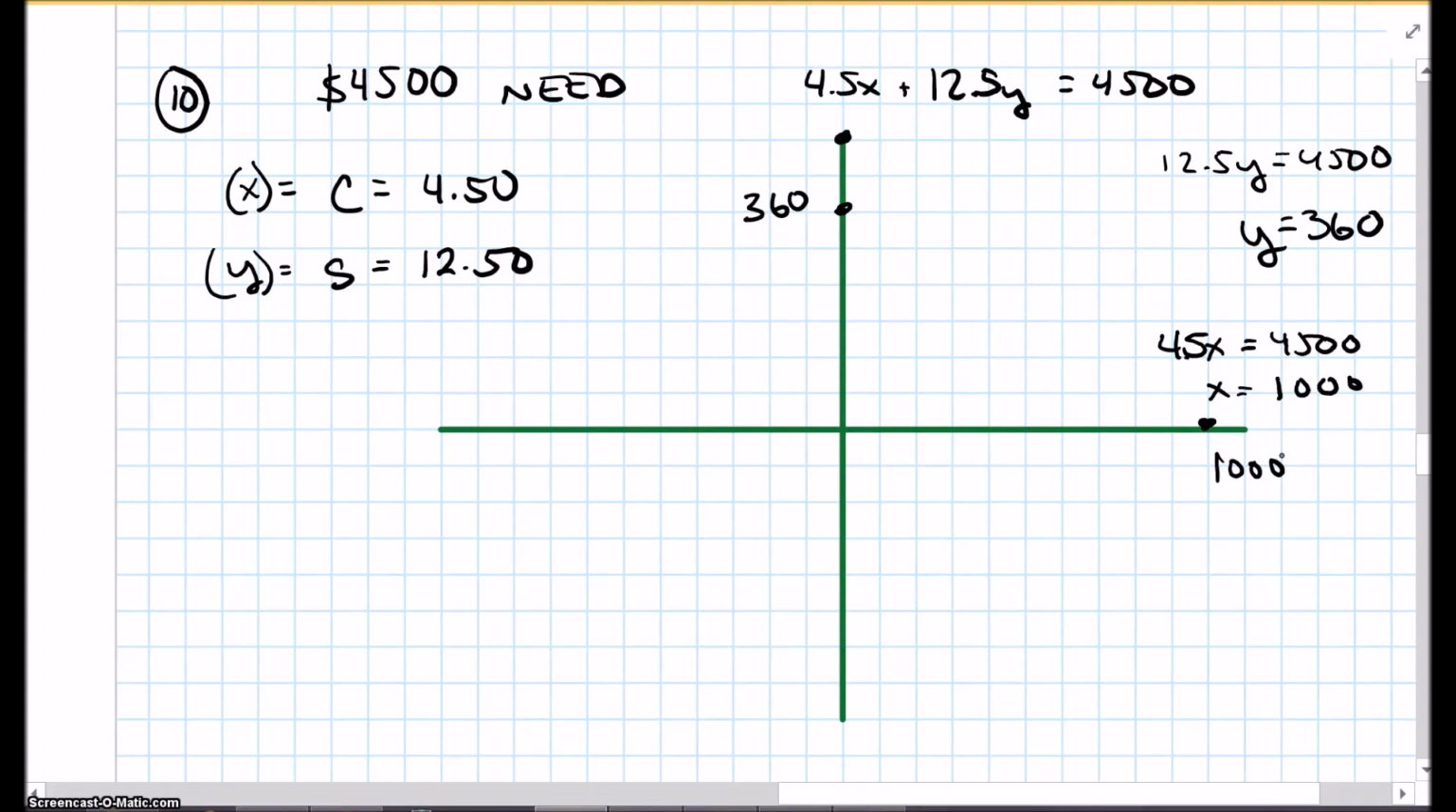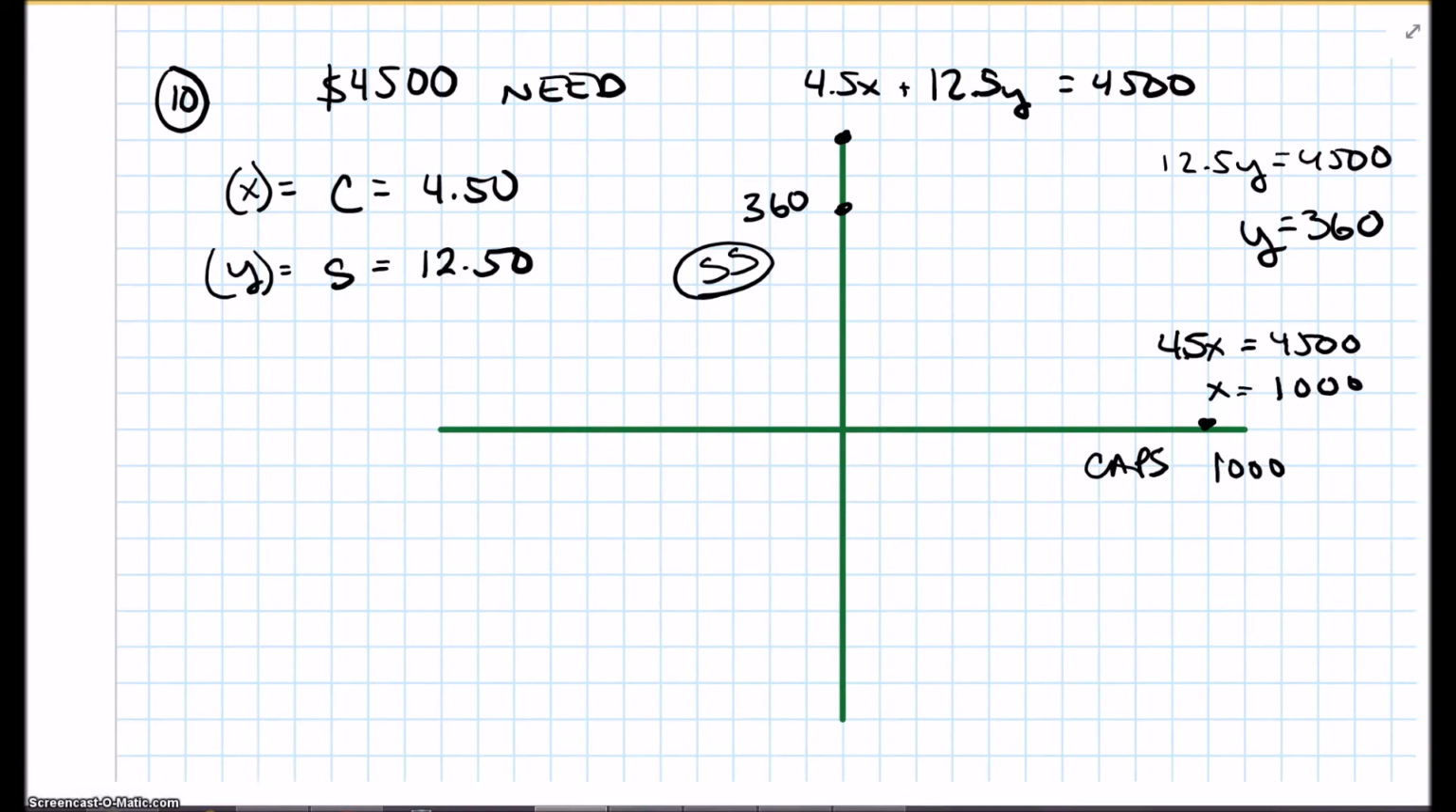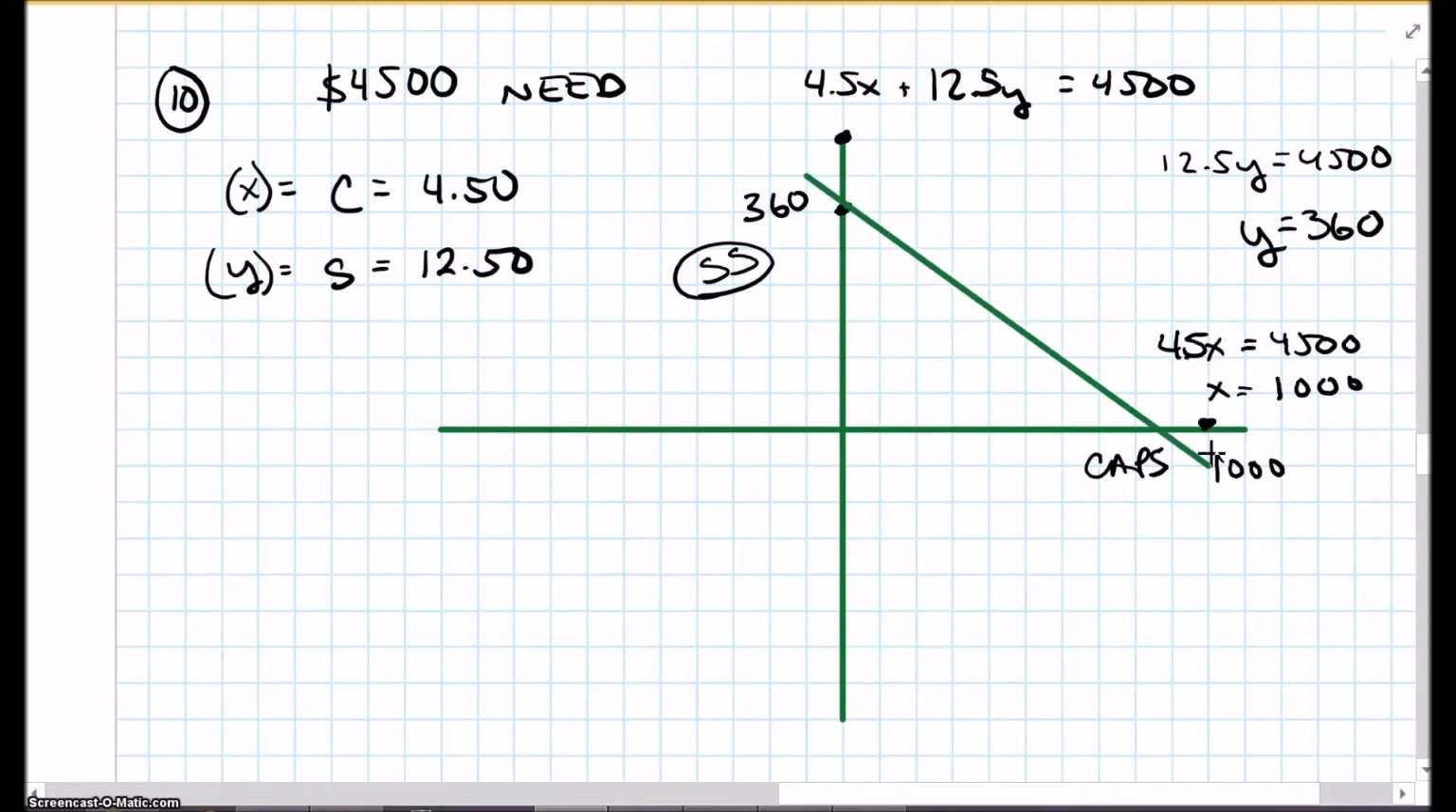Explain the meaning of the x and y intercepts in terms of fundraising. Well, the y-intercept represents the number of sweatshirts sold. If I sell 360 sweatshirts, I've made my profit. The x-intercept represents the number of baseball caps sold. Okay? So we have our graph, and we have what it means. So there you go.